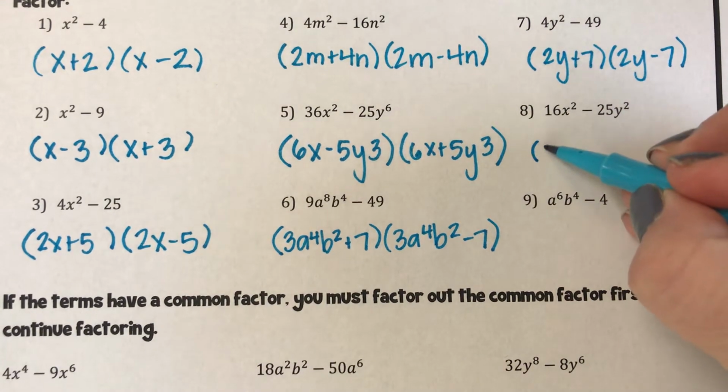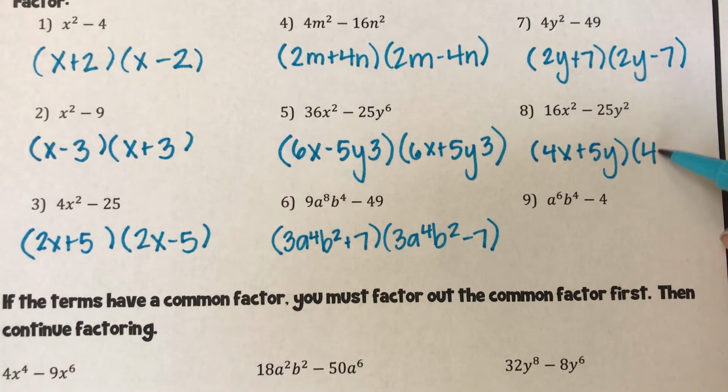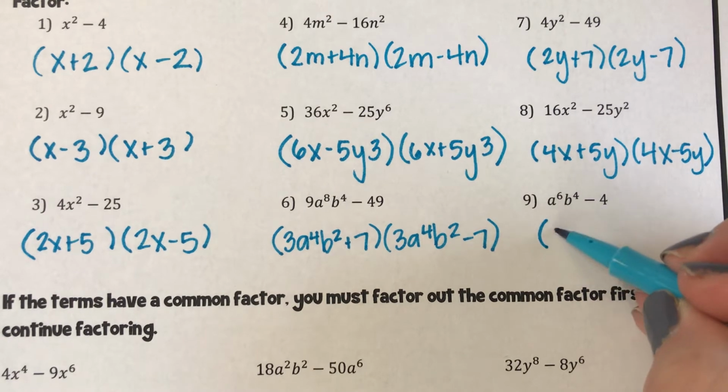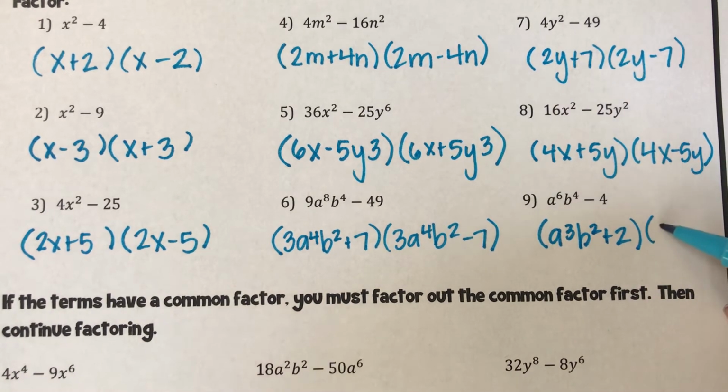Number 8 would be 4x plus 5y times 4x minus 5y. And then number 9 is a to the third, b to the second plus 2, a cubed b squared minus 2.